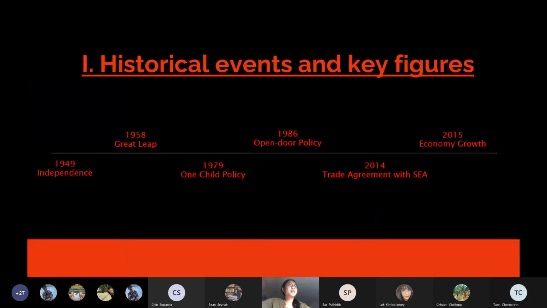Starting with historical events and key figures. China declared independence in 1949, and then it introduced the Great Leap Forward, which is a 5-year program about farming, in 1958. Then it introduced the one-child policy in 1979 in order to reduce population growth, and opened the door to investment and development in 1986. China signed a trade agreement with 10 Southeast Asian countries in 2014, and also had economic growth in 2015.